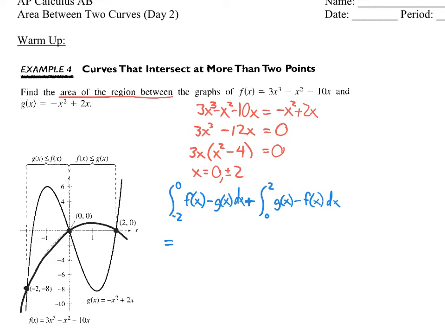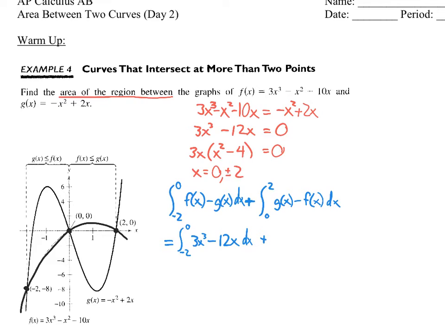Alright, so at this point, f of x minus g of x, we've got a 3x cubed, and we have a negative x squared minus a negative x squared. Well, that's 0, because it's minus a negative. And we have negative 10x minus 2x, that's a negative 12x. So I'm taking the integral from negative 2 to 0 of that. Holy guacamole, it's an integral. Forgot it's an integral.